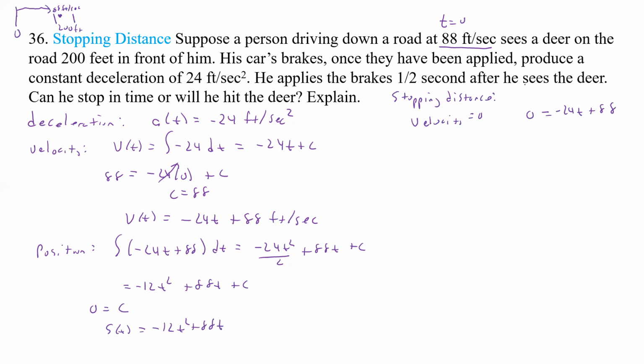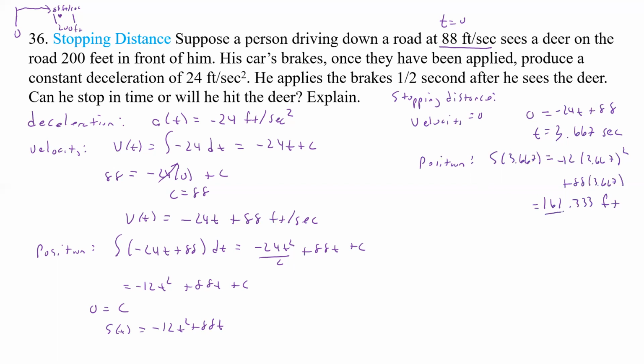If we take 88 to the other side, we take 88 divided by 24, and we get 3 2/3 seconds, which is 3.667 seconds. Now, how far is that going to be? Our position is s of 3.667. Well, we found that it's negative 12 times 3.667 squared plus 88 times 3.667. And that gives us 161.333 feet. So that's his position when stopping.